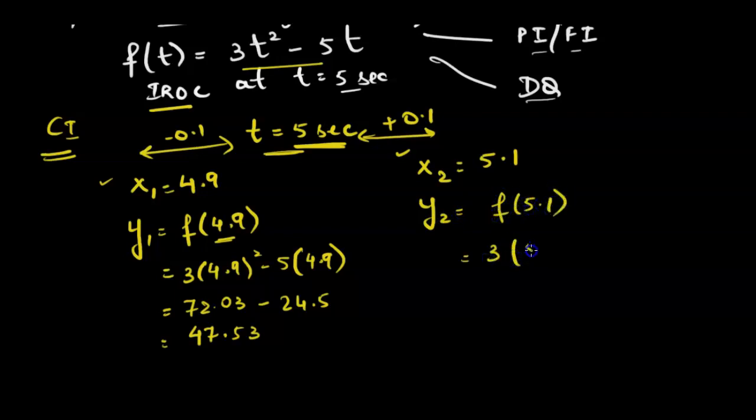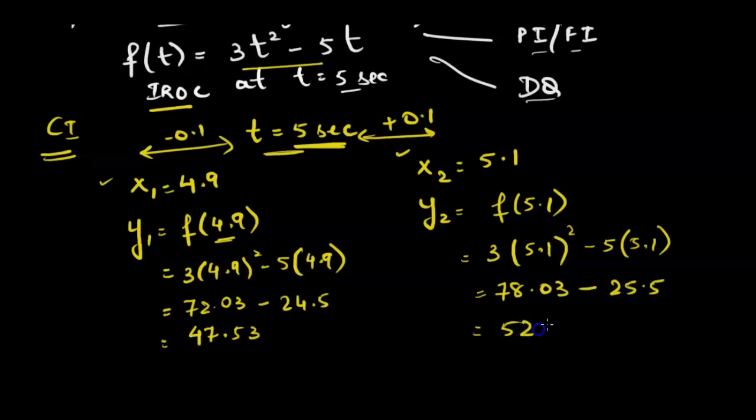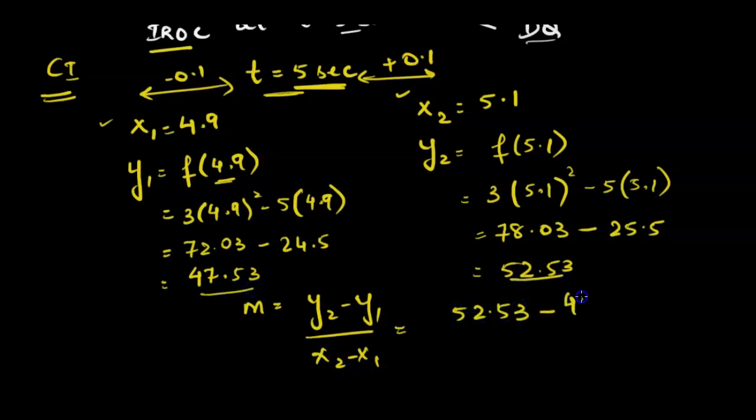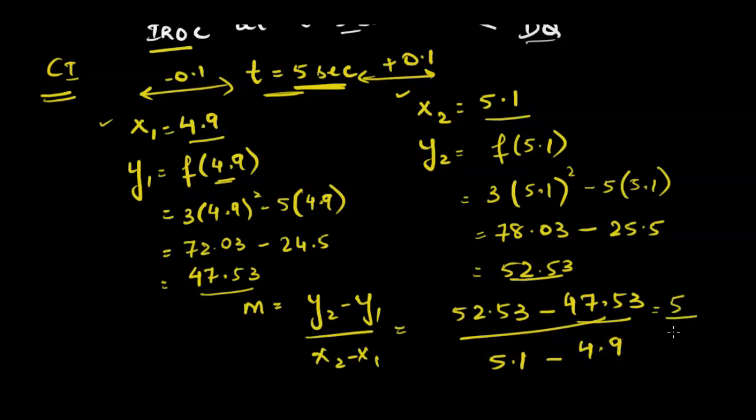In place of t, we would sub in 5.1 now, and when we put it on the calculator, we'll get 78.03 minus 25.5, which is equal to 52.53. Now we would apply the slope formula to this, and we would do y2 minus y1 over x2 minus x1. y2 is 52.53 minus y1 is 47.53 over x2 is 5.1 minus x1 is 4.9. When we put this on the calculator, we'll get 5 divided by 0.2, that is equal to 25.